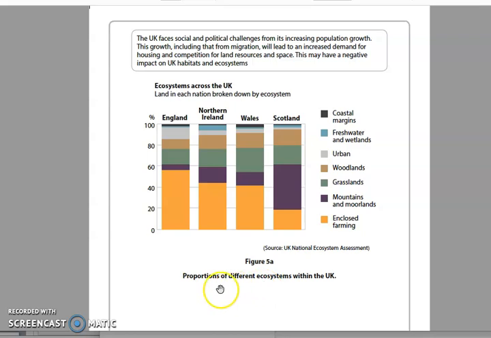Now, figure 5A, looking at the title, proportions of different ecosystems within the UK. So we've got the 4 main nations of the United Kingdom, and we can see we have the different types of ecosystems from enclosed farming and the other main features. Now what we can see here is that in England enclosed farming is by far the greatest. It's smaller in Northern Ireland, smaller in Wales and much smaller in Scotland. We can see mountain and moorlands is perhaps the biggest in Scotland but smaller in the others. So you can use these cumulative percentage bar charts for the answer.